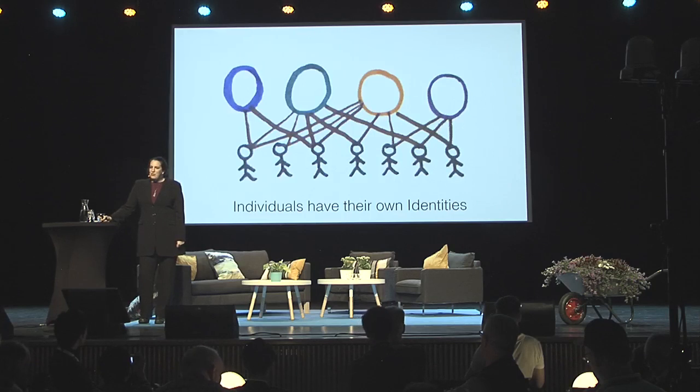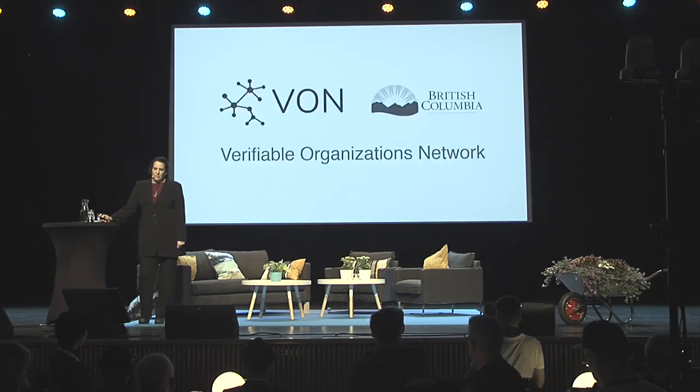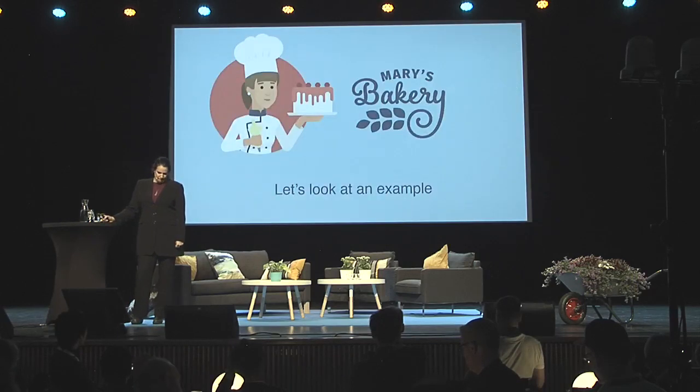So I've just described to you how individuals have their own identities. What about organizations? The Verifiable Organizations Network is a project that the province of British Columbia is leading. And they are really trying to support businesses having their own identities in this new infrastructure. So they have an example to share.